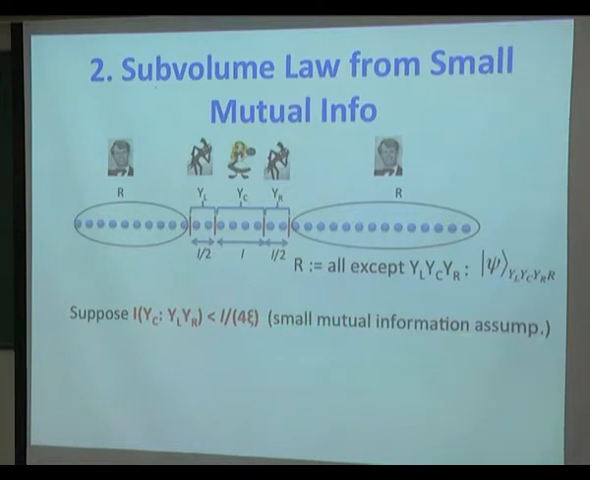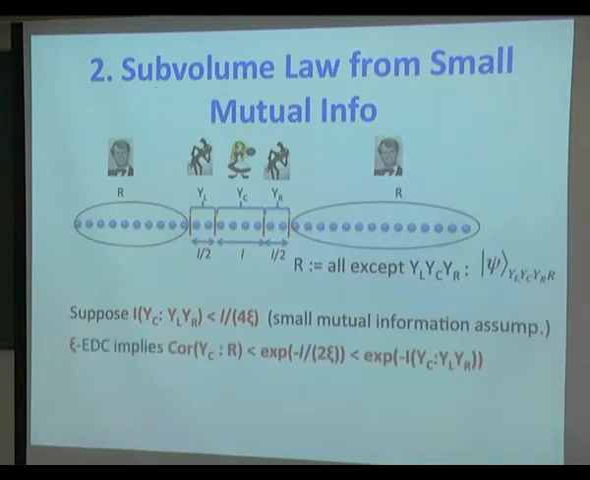So this is what we call the small mutual information assumption. So let's see again why, if this is true and the state has exponential decay of correlations, this implies that the entropy of YC must be small, like subvolume law. Again, the same kind of idea. We have exponential decay of correlations first. So let's look at the correlations between the central region and R. R is all the rest.